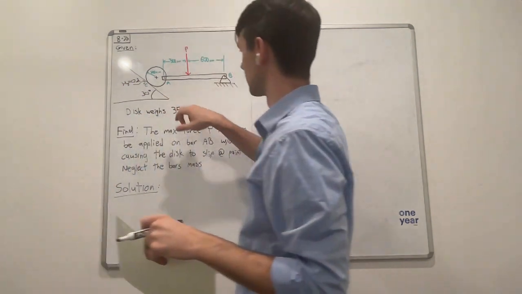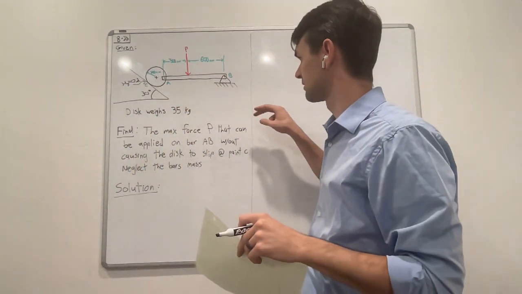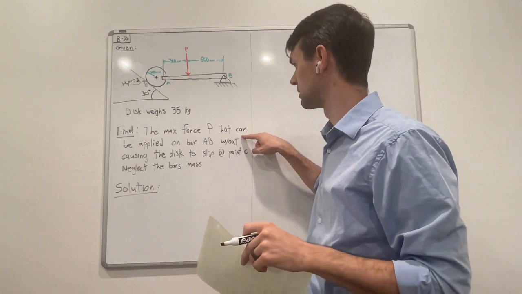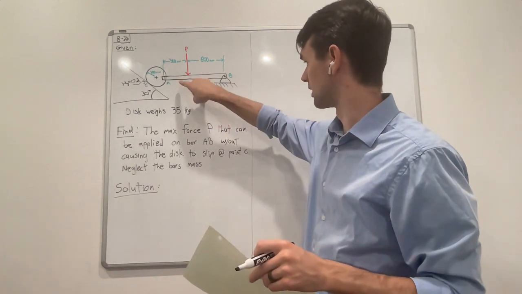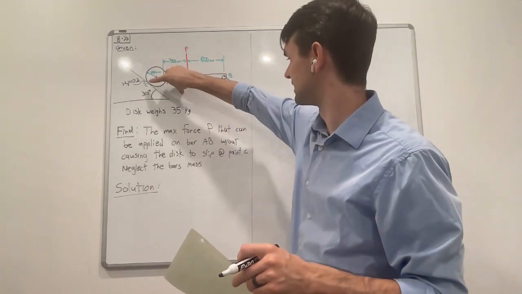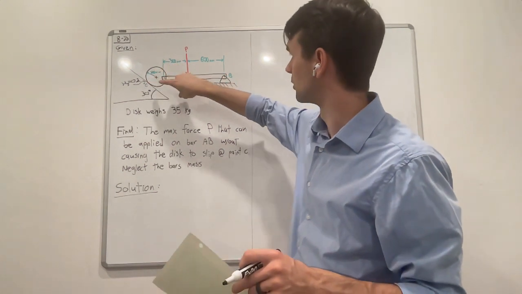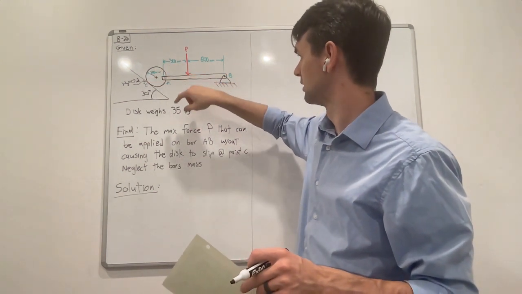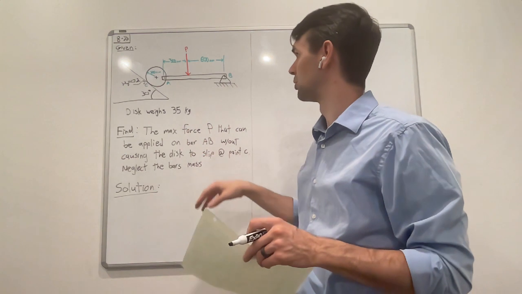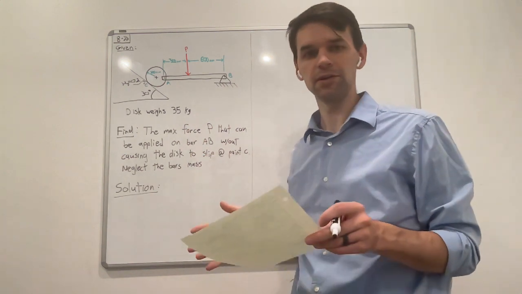The disc weighs 35 kilograms, and what we're asked is to find the max force P that can be applied to the bar AB without causing the disc to slip at point C. And we can neglect the bar's mass. So think about how you'd approach this.